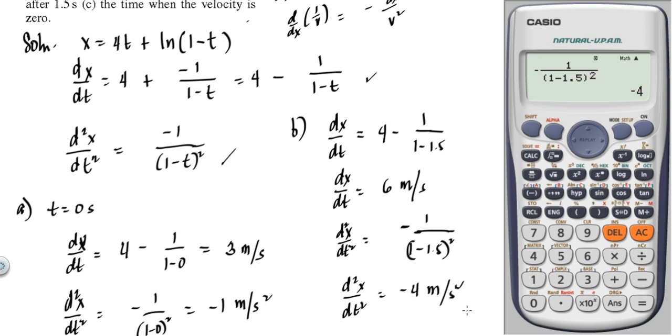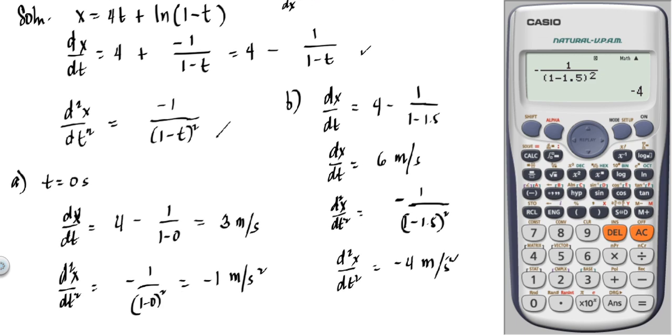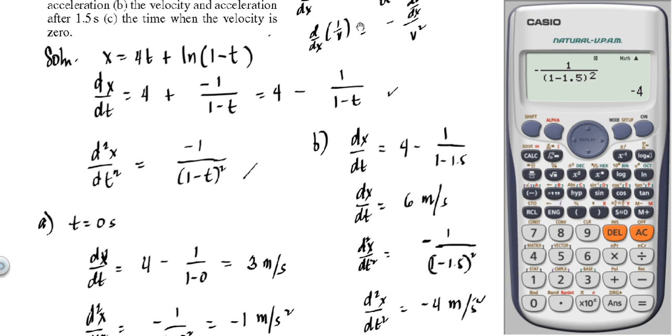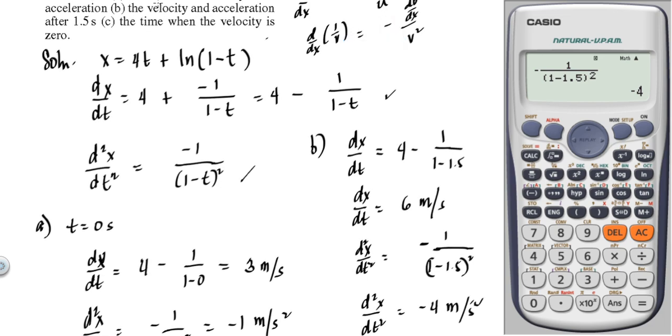How about C? The time when velocity is 0. When the velocity is 0, we just equate dx over dt to 0. I'll just solve it here.